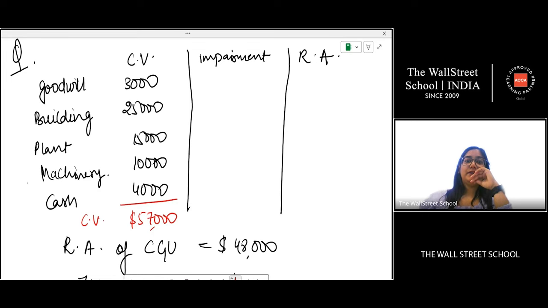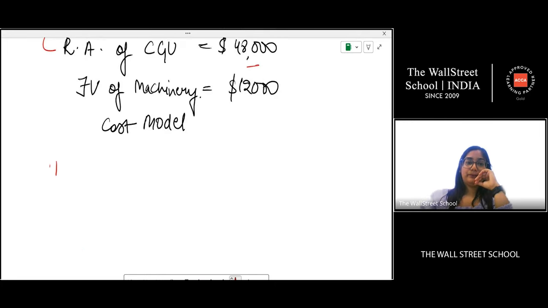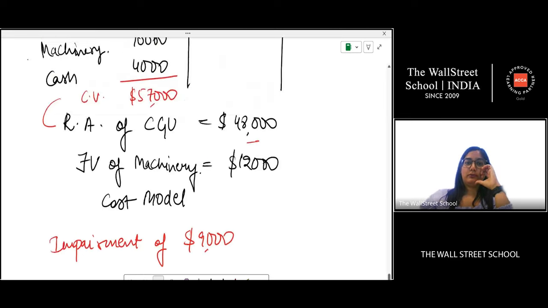Now look, carrying value of the asset is how much? 57,000. And what is the recoverable amount? 48,000. So what is the amount of impairment? 9,000. Impairment is 9,000. Is there any obvious impairment given in the question? Yes.